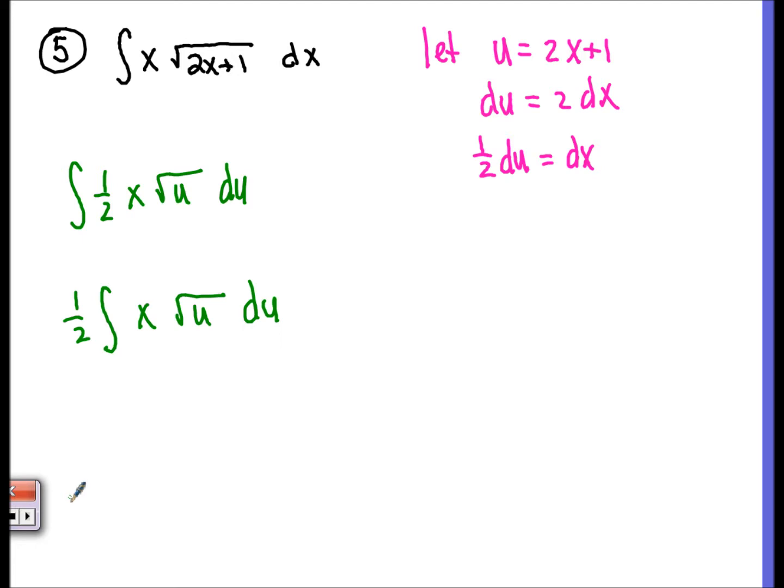Now, here's where I hit a bit of a problem. I have an x and a u, and I'm integrating with respect to u. So I cannot have that x there. I need everything to be in terms of u. For this one, I'm going to do a secondary substitution. I'm still letting u equal 2x plus 1, and I can solve that expression for x. Subtract 1 and then divide by 2. So now I'm going to swap out my x with u minus 1 over 2.